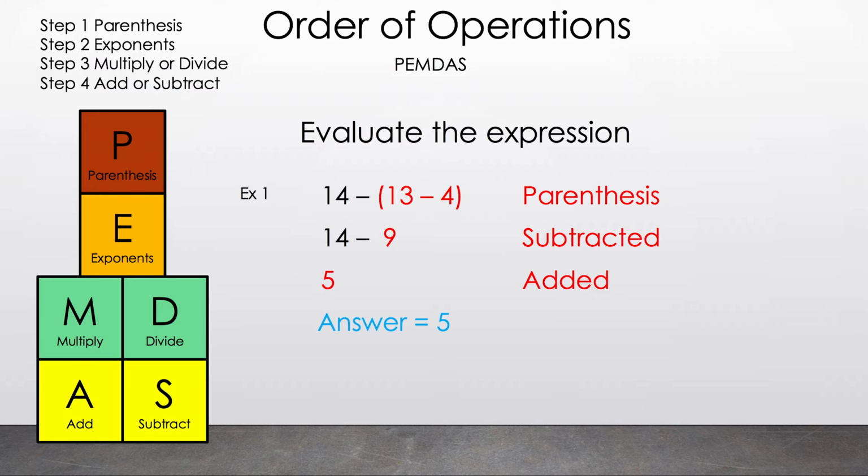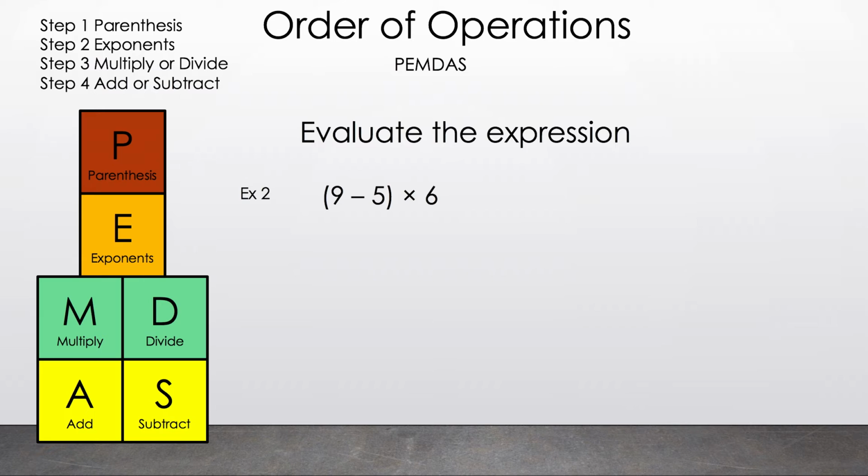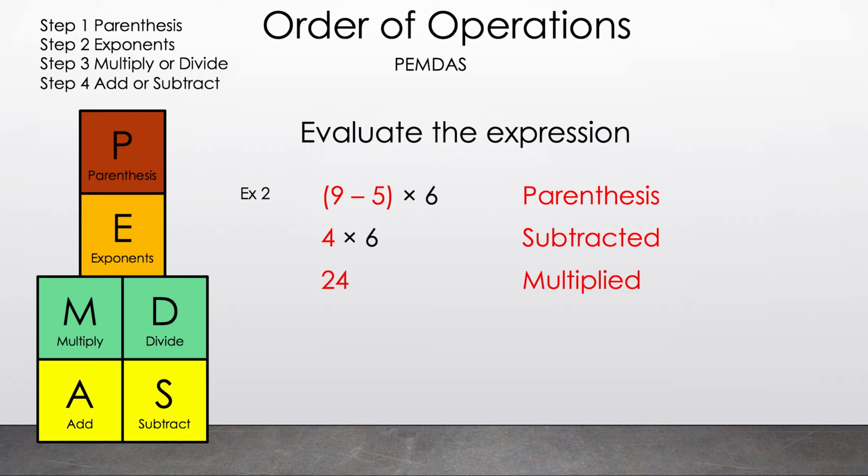Now let's go ahead and take a look at example 2. We have the parentheses of 9 minus 5 times 6. So we're going to go ahead and take a look at that first step. We're going to go ahead and highlight 9 minus 5. And we're going to subtract 9 minus 5, which is 4. And then now we're going to go ahead and do 4 times 6, which is 24. And that is your answer.